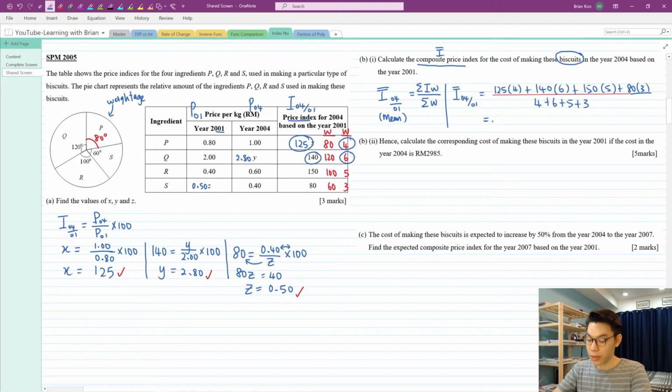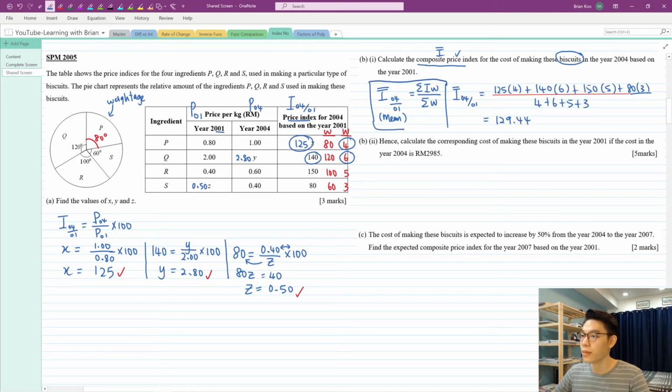If it's possible, you can type the whole thing out, which is what I'm going to do right now. Give me a while. Times 3 over 4 plus 6 plus 5 plus 3 at the bottom. Okay, I get 129.44. I'll just write that, and that's the final answer. So we have answered the question. Composite index means I bar for your biscuits. If you have the weightage and all the index, you can use this second formula.